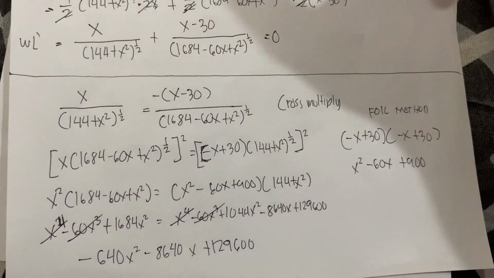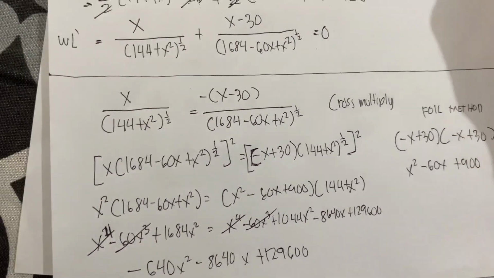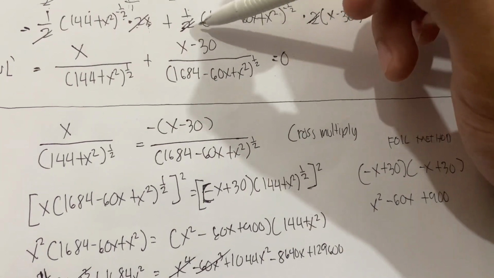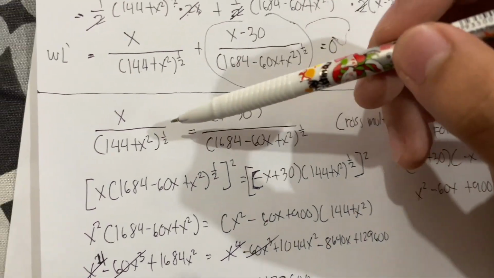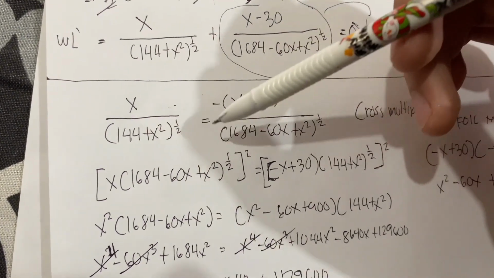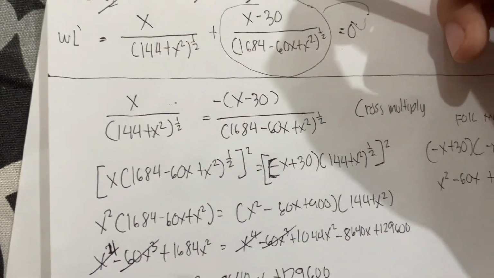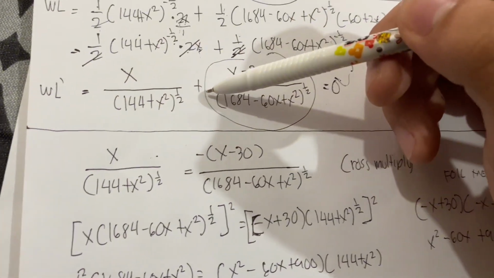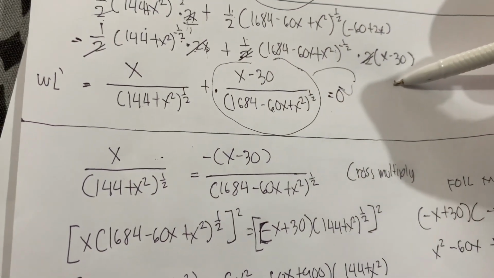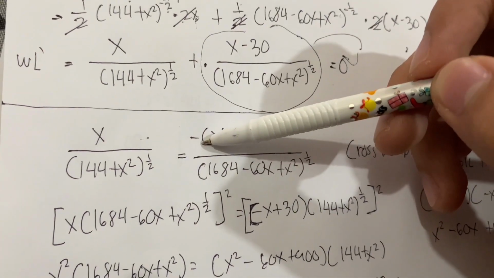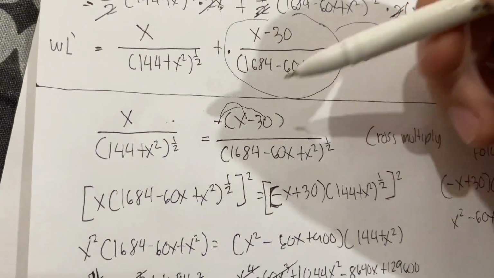And now, since we have our first derivative, we're going to set that equal to 0. And then we're going to transpose this equation right here to the other side, and that would make it this one. So x over 144 plus x squared raised to 1 half equals, since we transposed a positive sign to the other side, we're going to make that negative. So we have a negative sign here. We're going to multiply that into x and then the 30.